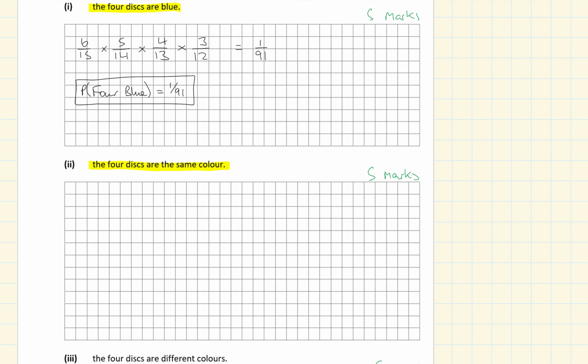It could be red or it could be blue. So if it's going to be blue, blue, blue and blue, or we have 4 reds. So we know from above, we figured out the probability of 4 blue equals 1 over 91. And then the probability of 4 red.